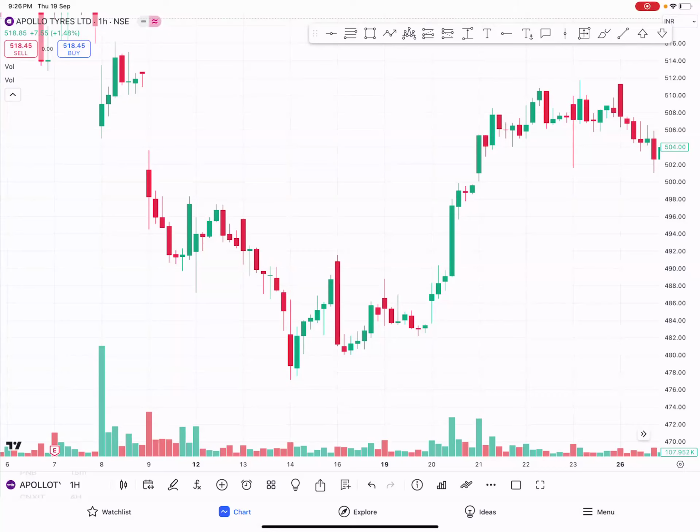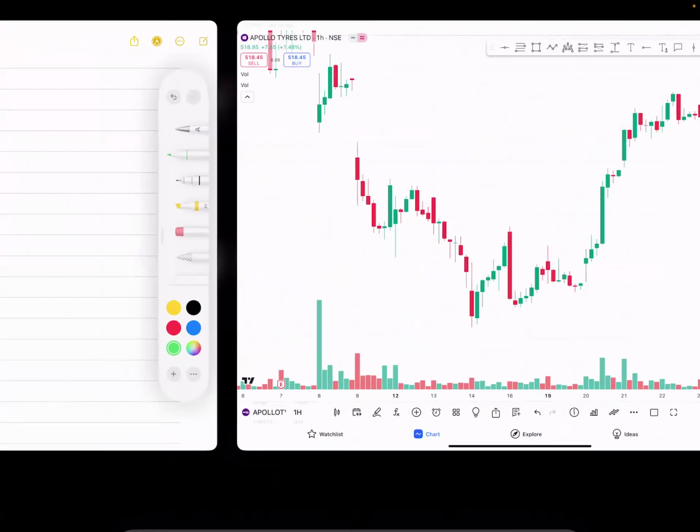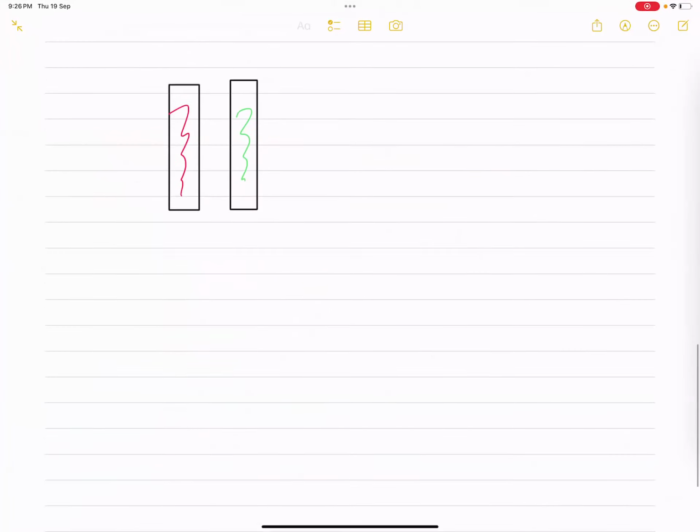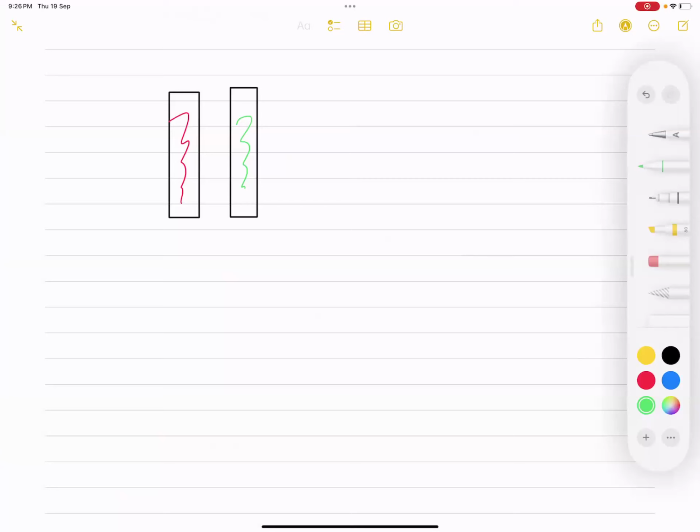So it can have a long body, like this, or it can have a very short body. If it has a short body, it shows indecision in the market. If it has a long body, that means buyers or sellers are pushing the price upward or downward. So that's about the candlestick.